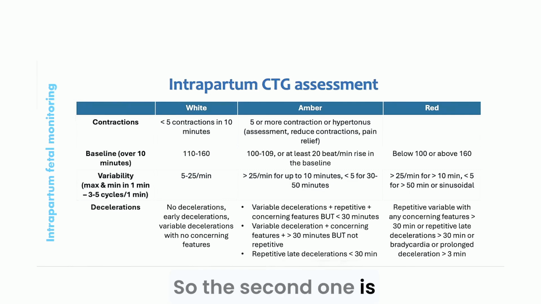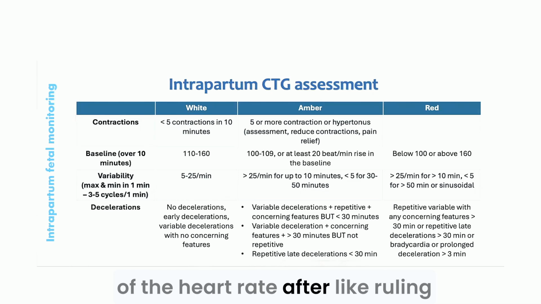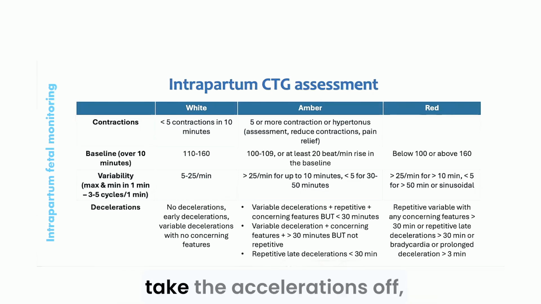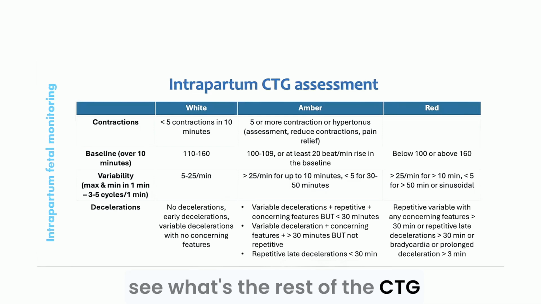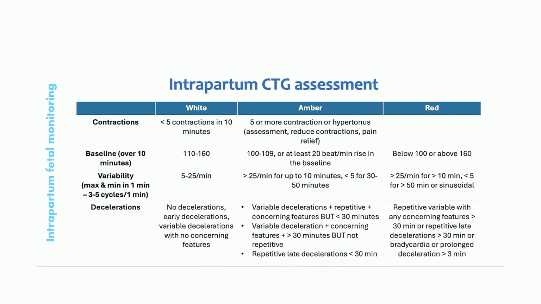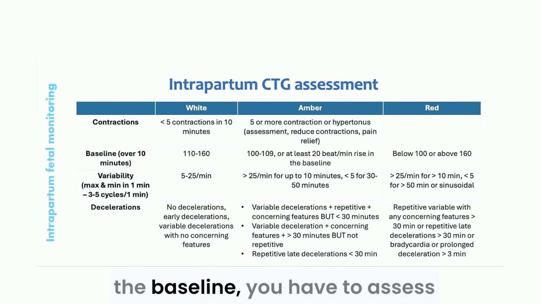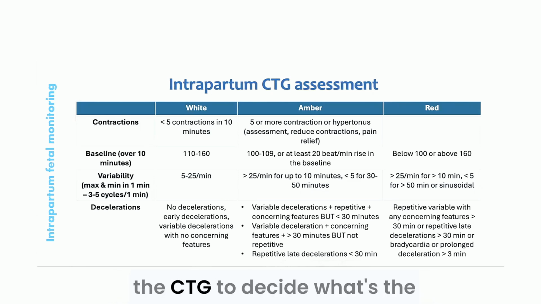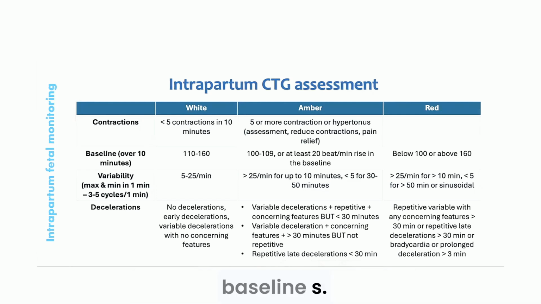So the second one is the baseline heart rate. To assess a baseline, you have to see the average of the heart rate after ruling out any periodic changes. Periodic changes means accelerations or decelerations. So when you read the CTG, take the accelerations off, take the decelerations off, see what's the rest of the CTG, and take the average. And to do a right assessment of the baseline, you have to assess that over a period of 10 minutes, to take a 10-minute segment of the CTG to decide what the baseline is.